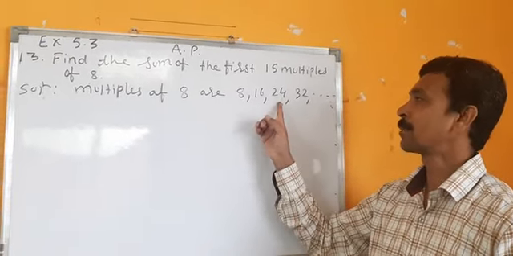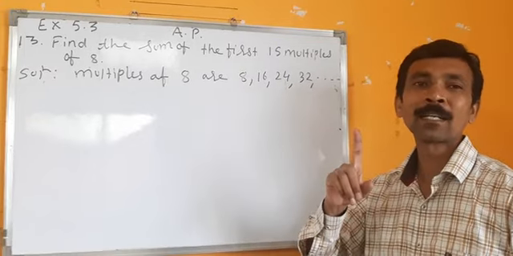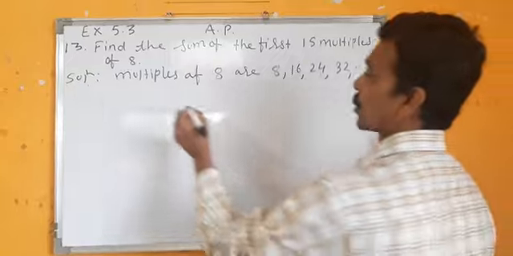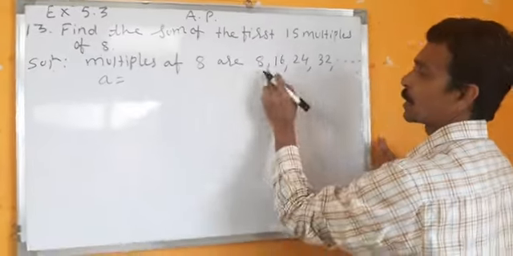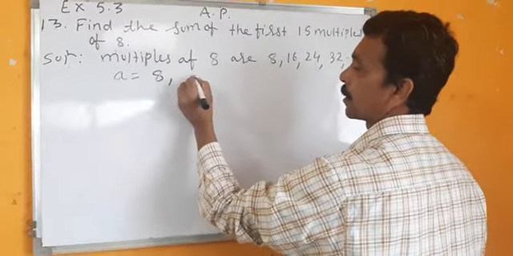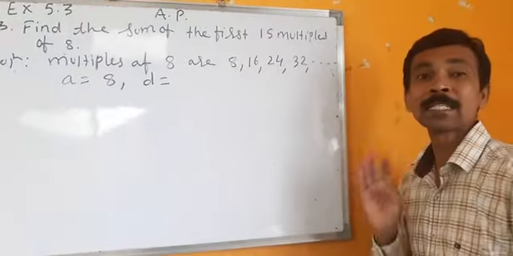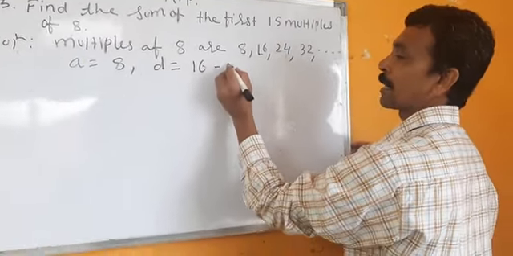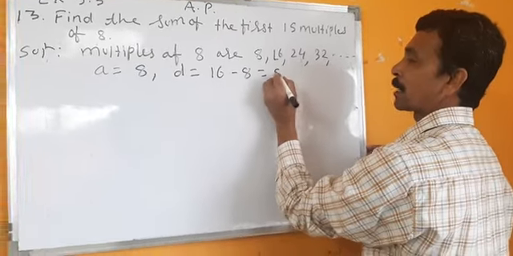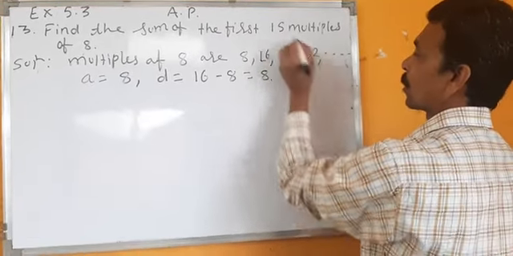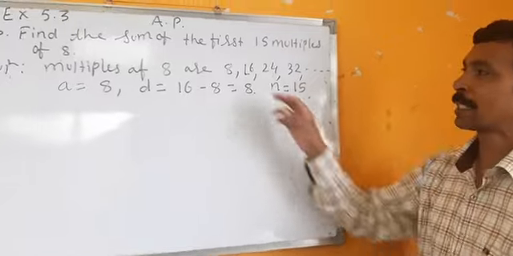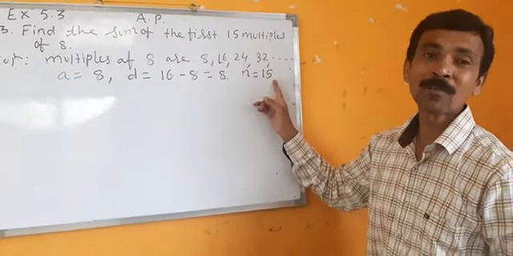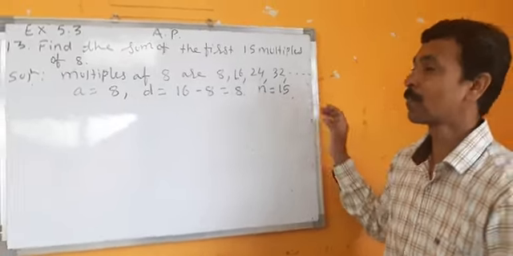8, 16, 24, 32. Because 8 ones are 8, 8 twos are 16, 8 threes are 24, 8 fours are 32 and so on. A is equal to, what is the value of A here? 8. What is the value of D? D is equal to A2 minus A1. What is A2? 16 minus A1 is 8. 16 minus 8 is 8. N is equal to how much? 15, because it is given. 15 multiples means these are the number of multiples. N is equal to 15.